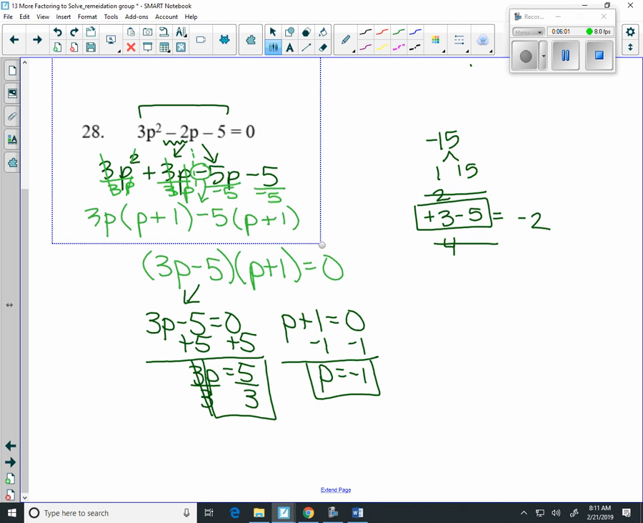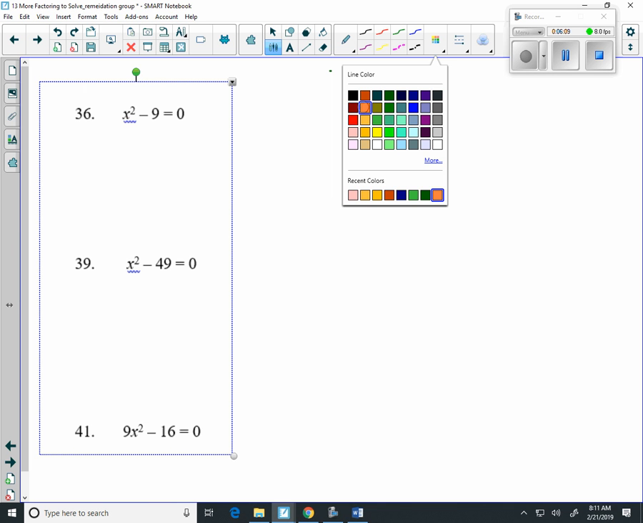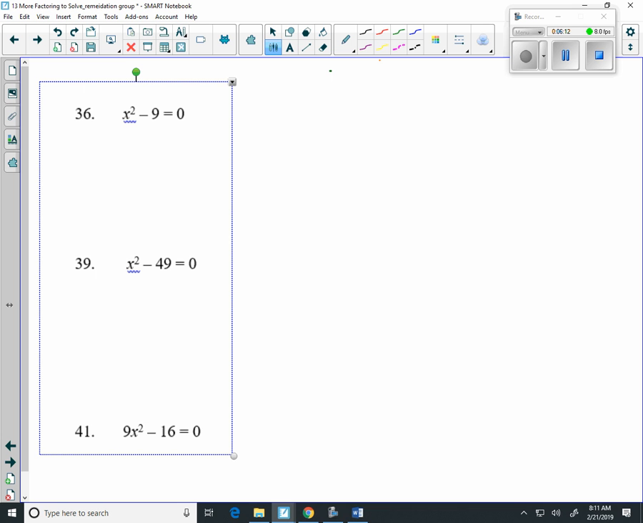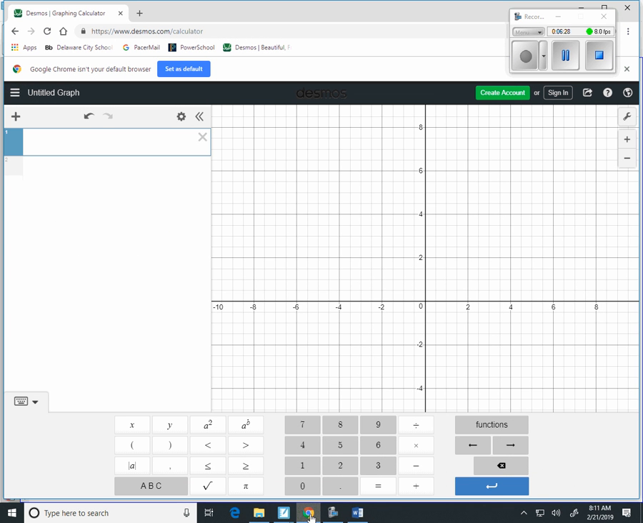All right, that's 28. I'm going to do difference of squares real quick for you. Remember, for difference of squares, we're looking for that perfect square situation. X squared is x times x. 9 is 3 times 3. X squared is x times x. 49 is 7 times 7. So make sure that before you do difference of squares that you have that situation there. If you don't know if you have a perfect square, double check it.